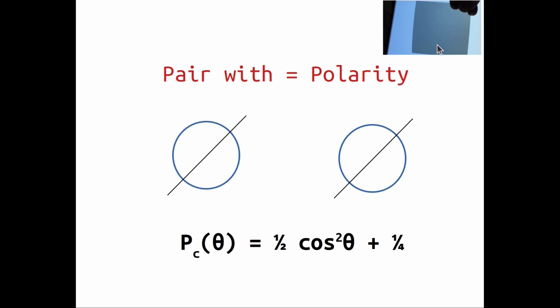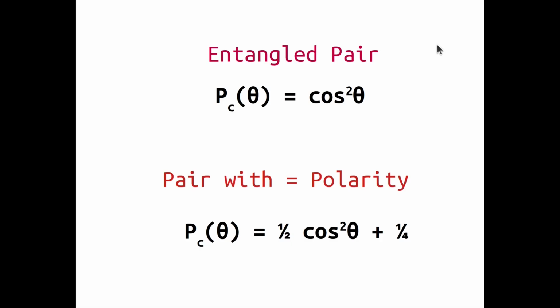So I've given you two avenues to come up with this 1/2 cosine squared theta plus 1/4. Putting the two results next to each other for comparison, we can see that we are witnessing two different phenomena.